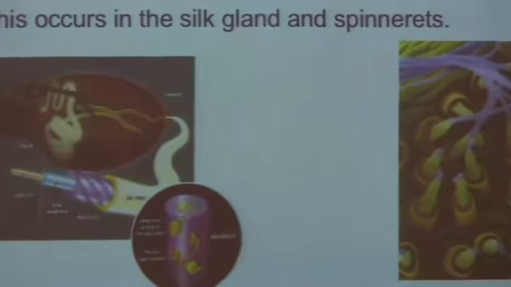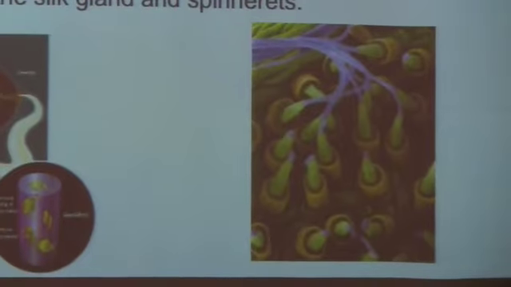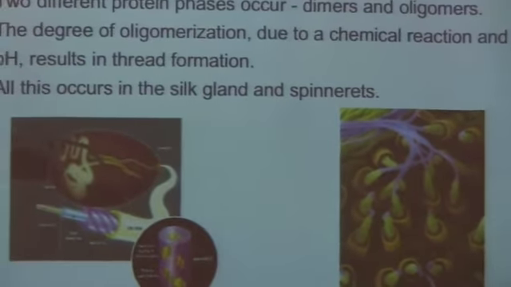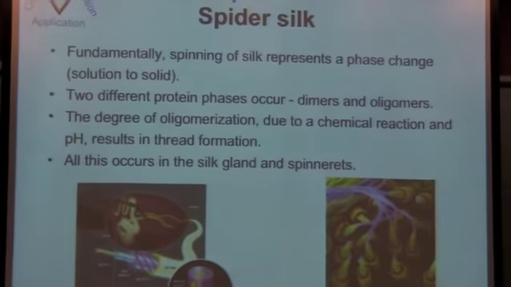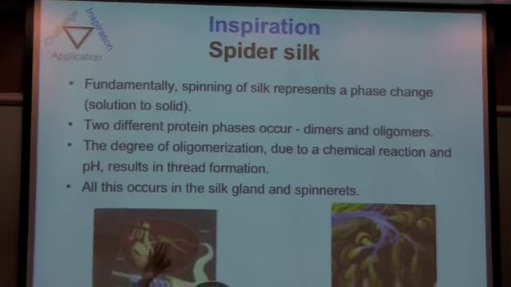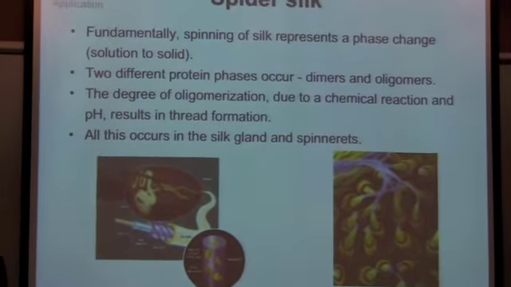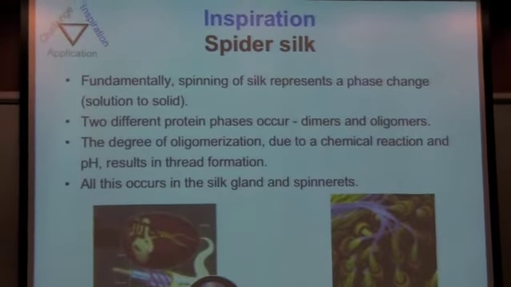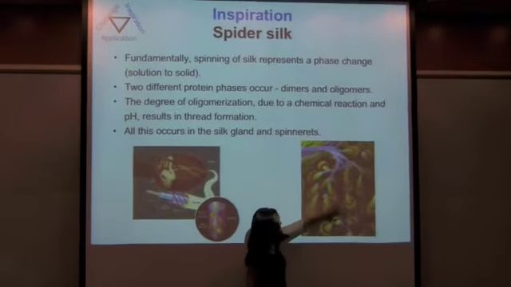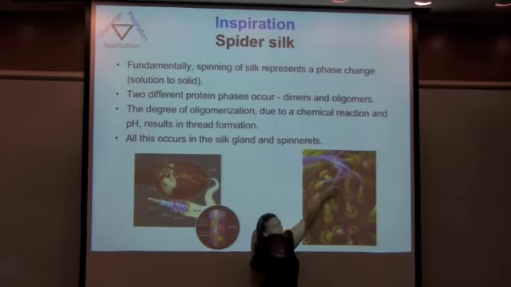It happens due to a chemical reaction. There's a shift in the chemical composition, and it happens at a different pH that causes this thread to form. And again, this all happens right here in the silk gland and in the spinnerets. These are ectotherms, these are cold-blooded animals, so this is pretty much just ambient temperature. And here you see there may be multiple spinnerets on one spider's body, and then the silk comes out and makes one big, thick thread.